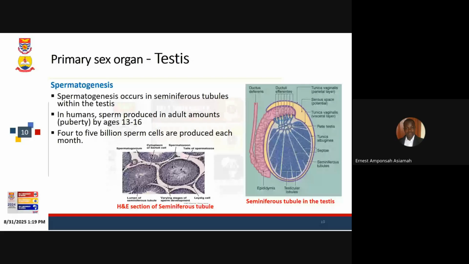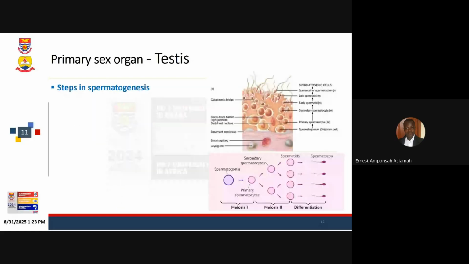So we'll look at the steps in spermatogenesis. I said that seminiferous tubules are present. There are several seminiferous tubules within the testes. Within the seminiferous tubules, we'll have one group of cells called spermatogonia.